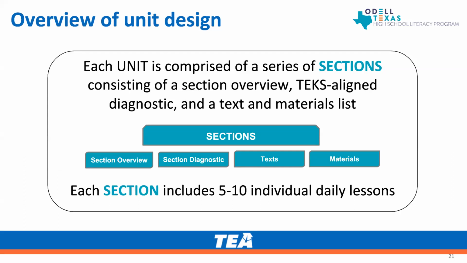Each unit is comprised of a series of sections consisting of a section overview, a TEKS-aligned diagnostic, and a text and materials list. So you can see we go from a unit. Each unit contains a series of sections. Each section includes about 5 to 10 individual daily lessons. And so within a section, you're going to have a section overview, you're going to have a section diagnostic. And again, the section diagnostic is an opportunity for continuous progress monitoring throughout the course of a unit of study. You're going to have the text, and then you're going to have the materials list.